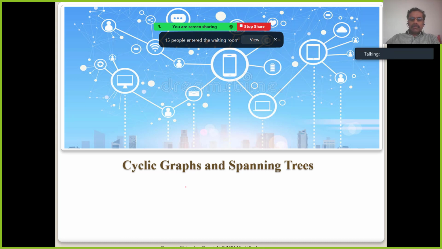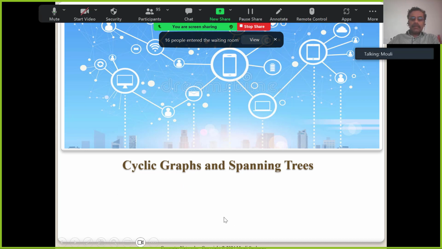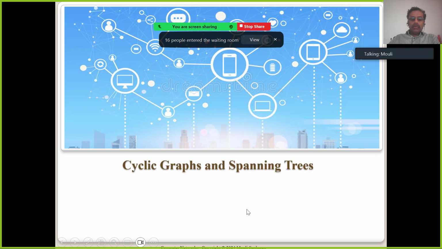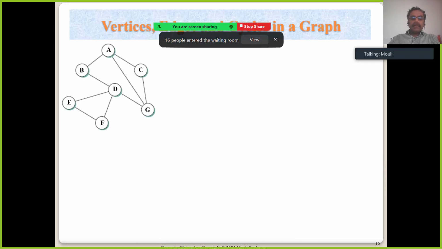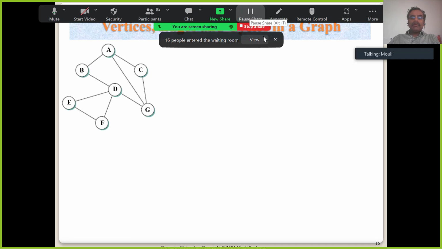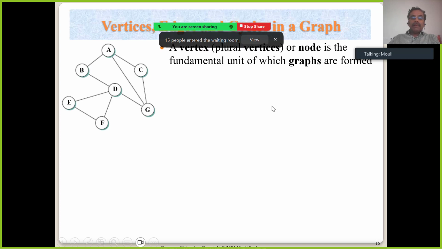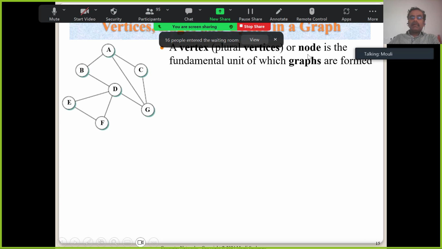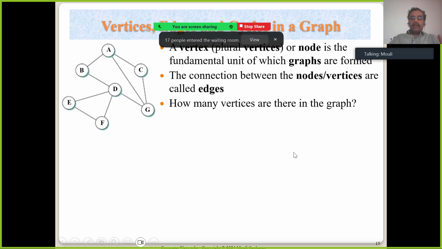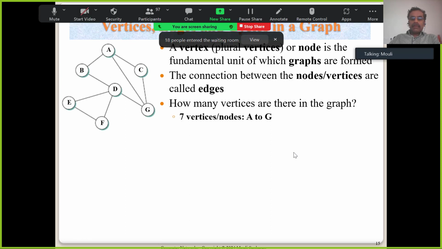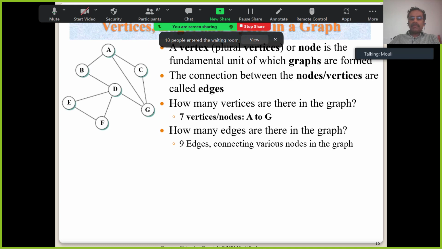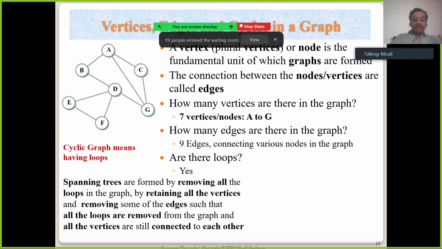Okay, so all of you are data structure experts, and of course, you know what cyclic graphs and spanning trees are. So let me give a quick overview of that. You know about vertices and edges, or nodes. Okay, nodes and vertices as well as edges. So how many edges are there? Okay, nodes are there. I am not going to wait for your answer, so you guys know it. Now, are there any loops? I think yes. And spanning trees are formed. Okay, what are the spanning trees?